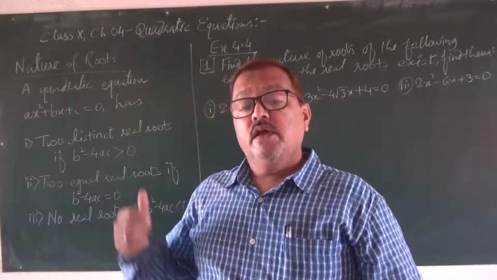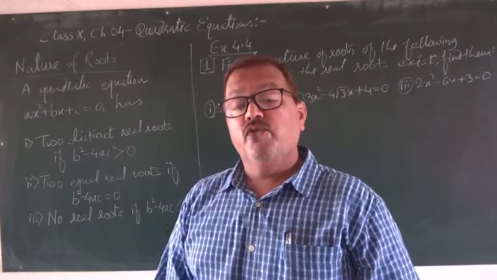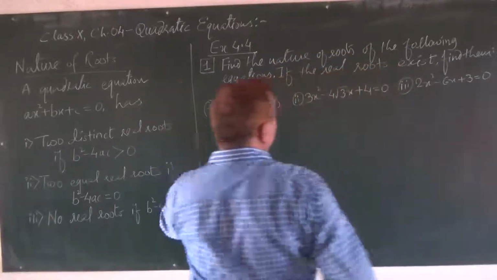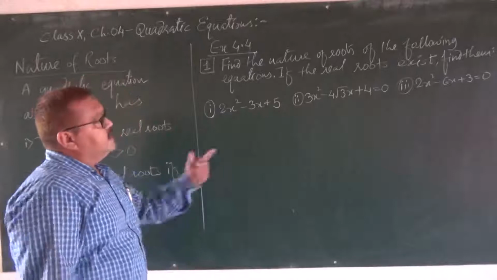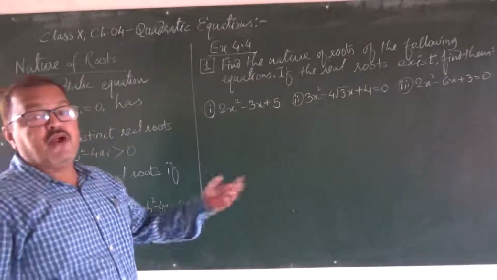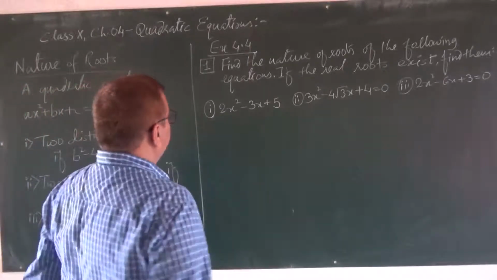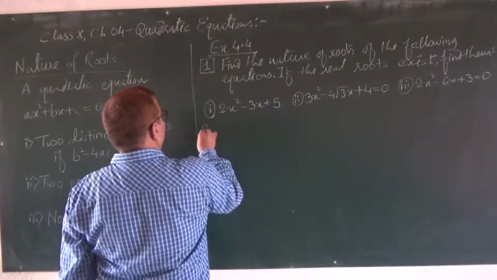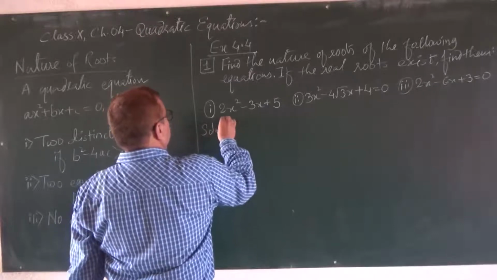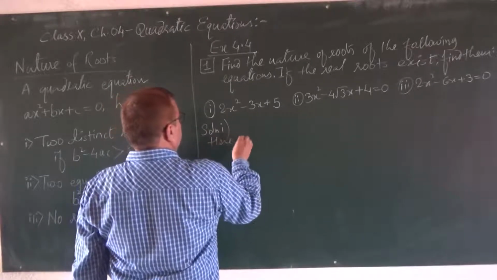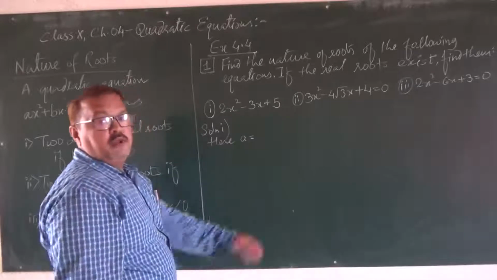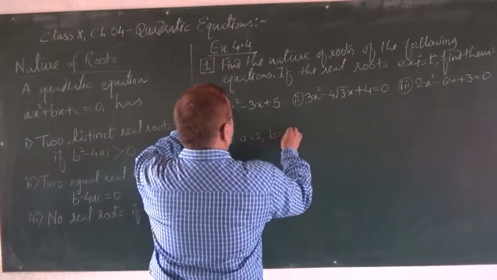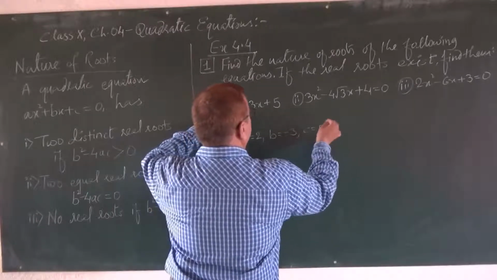Based on this, we will now see exercise 4.4. First one: find the nature of roots of the following equations. If the real roots exist, find them. Okay, let us see the first one. Solution for the first: you can write here, on comparing with ax square plus bx plus c, a is 2, b is minus 3 and c is 5.